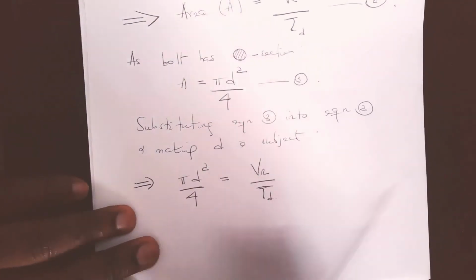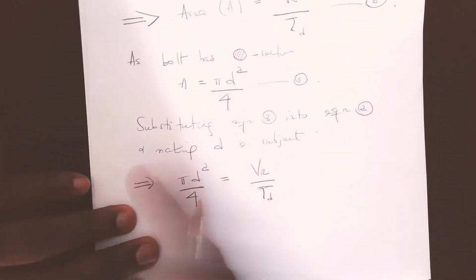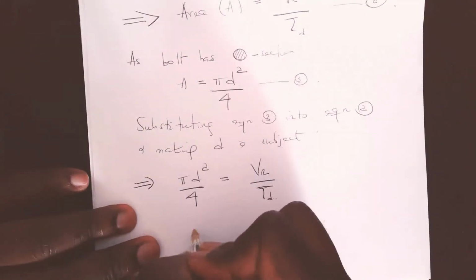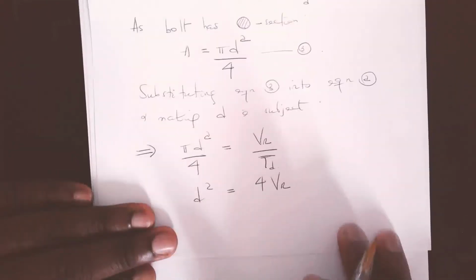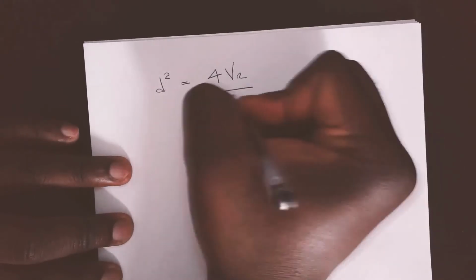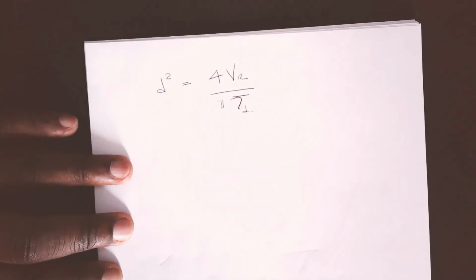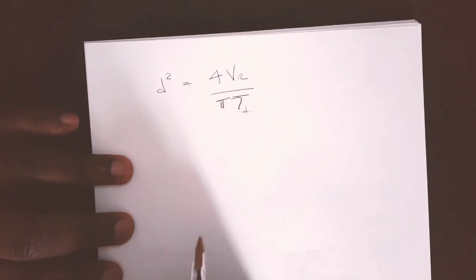Multiply both sides of the equation by 4 over pi and work out the square root of both sides. So d squared will be equal to 4VR over tau D. Then we rewrite this equation: d squared equal to 4VR over pi tau D. We should not forget the pi, because I nearly did. These things do happen, so that's part of the reason why we double check what we write.